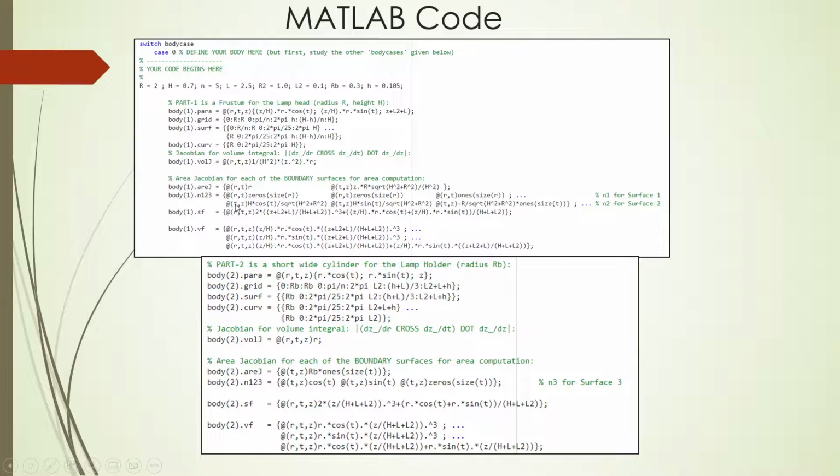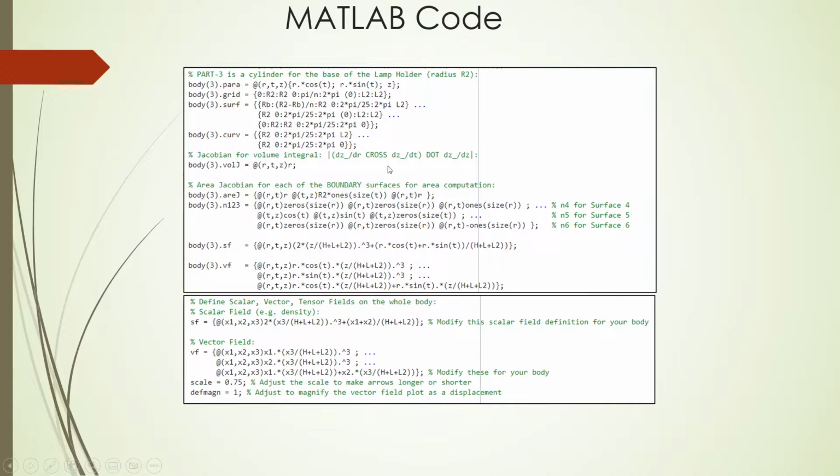And this is my MATLAB code where we basically define the initial parameters, we define the parameterization of the body, grid, surface, and curve. We find the volume Jacobian, we find the area Jacobians, we input the normal vectors, we input the scalar field, which is basically the divergence of the vector field, and we also input the vector field. Similarly for body 2 and body 3, and we finally define the scalar field and the vector field.